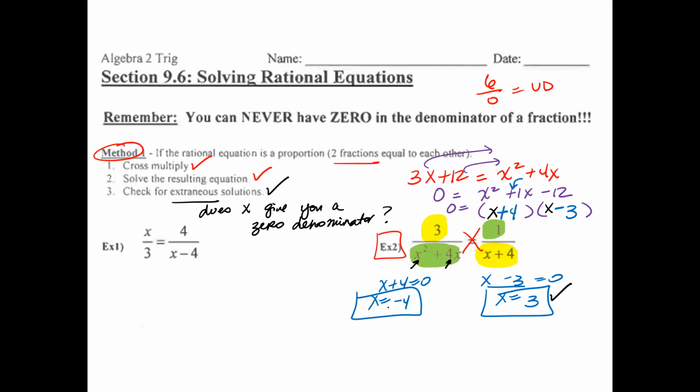Now let's take a look at x equals negative 4. If I put in negative 4 plus 4, you see how that's going to give me a 0? Can't use that. So that's not even one of your answers. The only one that works is x equals 3. And you have to check, because if you don't check, then you're going to include both, and that's not correct. It's just one answer.